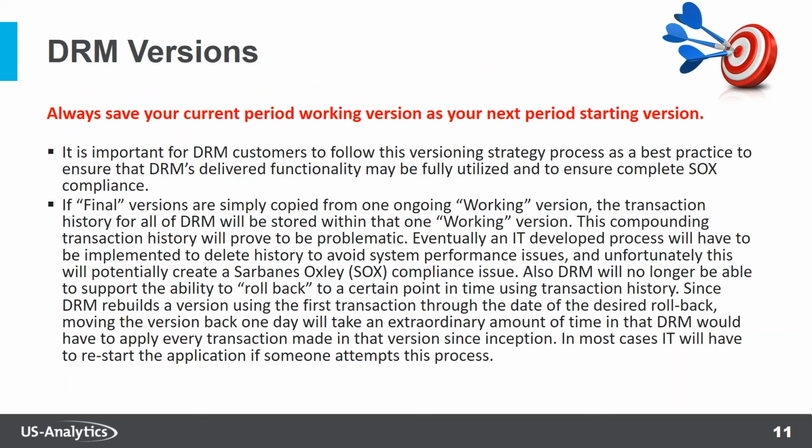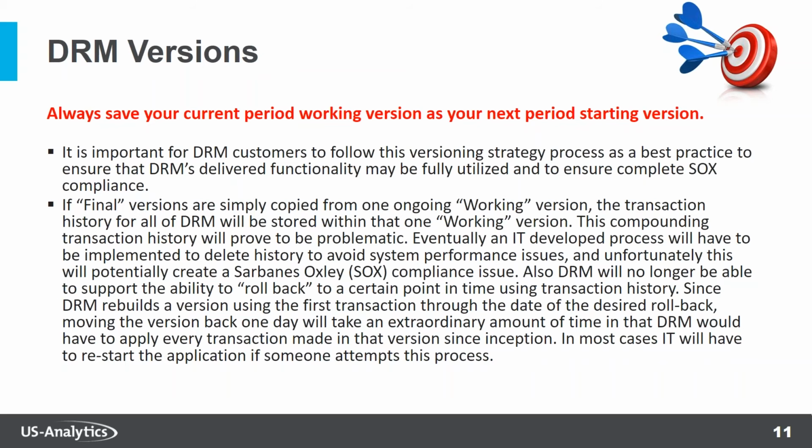So I put a little bit of that here on this slide so you guys can read a little bit about it. Again, this just kind of points out, always save your current working version, your current period, as your next period starting version. So when you save that, it'll be a starting point. There's not any history against that, and that's where you work forward from.